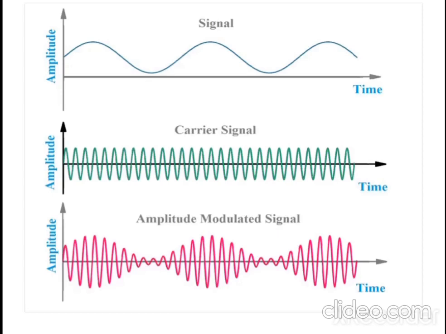So in this amplitude modulated signal, the amplitude of the carrier changes in accordance with the instantaneous value of the modulating signal. This is the amplitude modulated signal diagram.